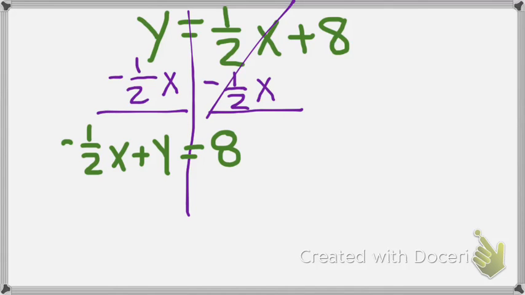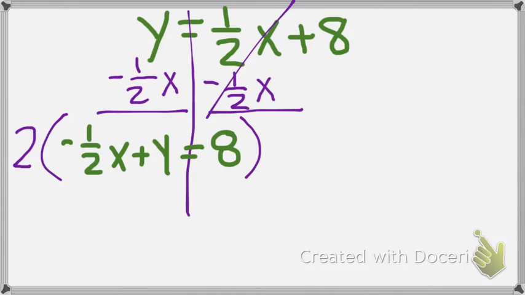Now my x is first. My x and y are on the left, and I have a constant term that's on the right. Right now, there are no common factors. I do have a fraction. To cancel out fractions, you multiply everything by the least common denominator. Our least common denominator is 2.